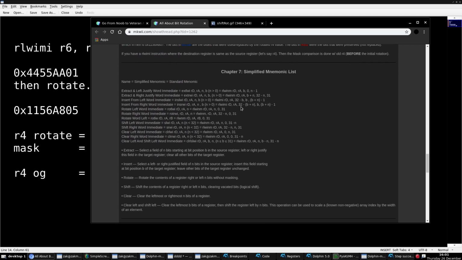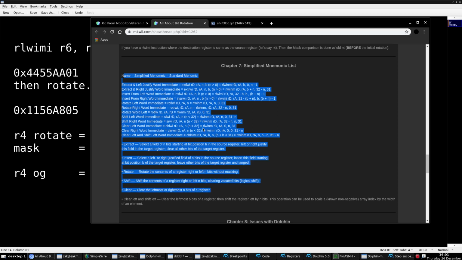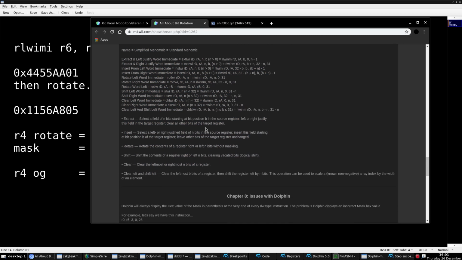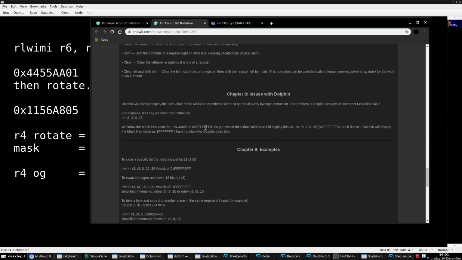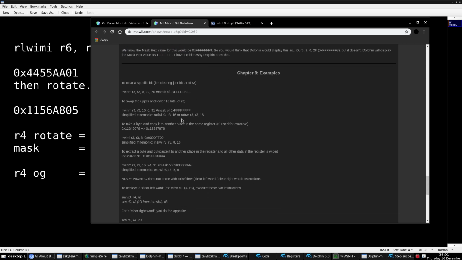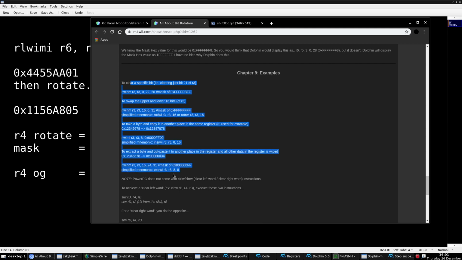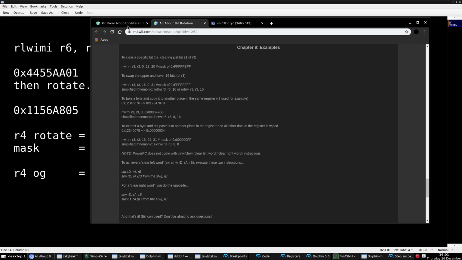Okay, and then we have a simplified mnemonics list. Just a big reference list. You can use simplified mnemonics, but obviously keep in mind Dolphin shows standard mnemonics. There's also a little chapter you can read, just a quick explanation of how Dolphin shows the mask value incorrectly when it's trying to do a hex representation form. Don't know why Dolphin does that, but just keep that in mind. And then chapter 9 in the thread, which you want to look over, is just a lot of good examples. So that is it.